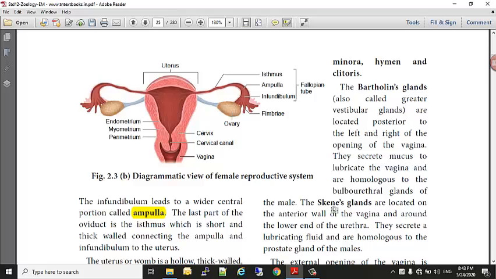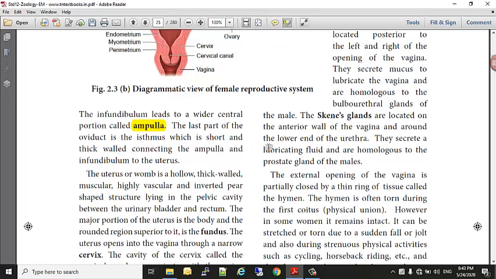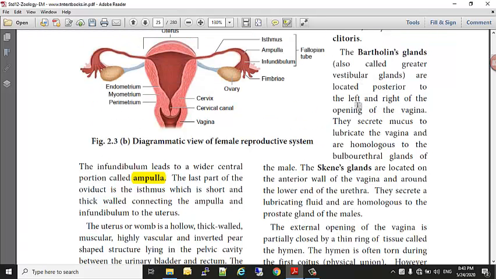The Skene's glands are located on the anterior wall of the vagina and around the lower end of the urethra. They secrete a lubricating fluid and are homologous to the prostate gland of the male. So here two glands have been given, and the respective homologous organs found in the male are also given. The Skene's gland found in the female is homologous to the prostate gland in the male. So this will come under match the following, and the Bartholin's gland is homologous to the bulbourethral gland of the male.